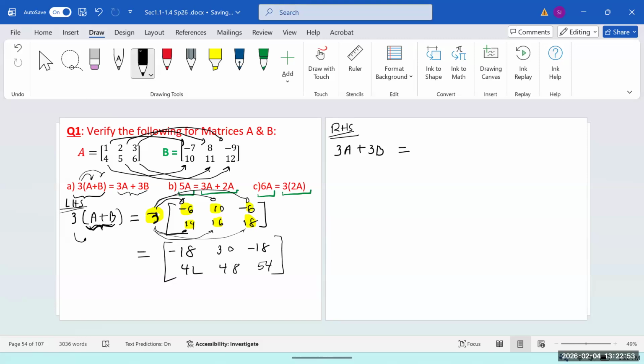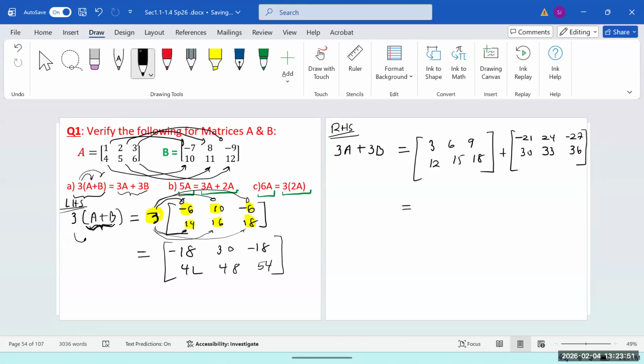So Rayat, would you like to try 3a? What is 3a, or what's the matrix for 3a? For 3A, the matrix would be, for the first row, 3, 6, 9. And then for the second row, it would be 12, 15, 18. Perfect. How about 3b? For 3B, for the first row, you would have negative 21, and then 24, and then negative 27, and then for the second row, you'd have 30, and then 33, and then 36. Perfect. Great.